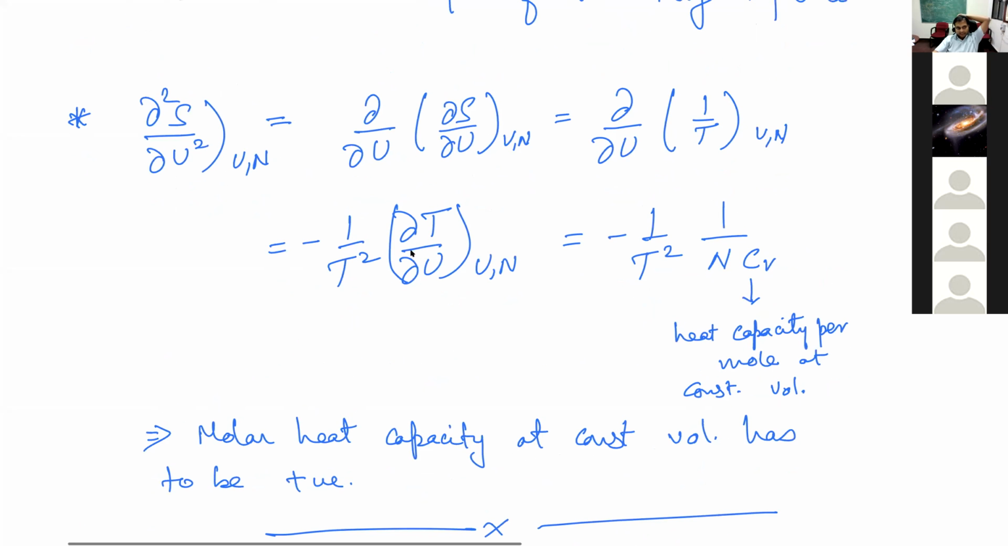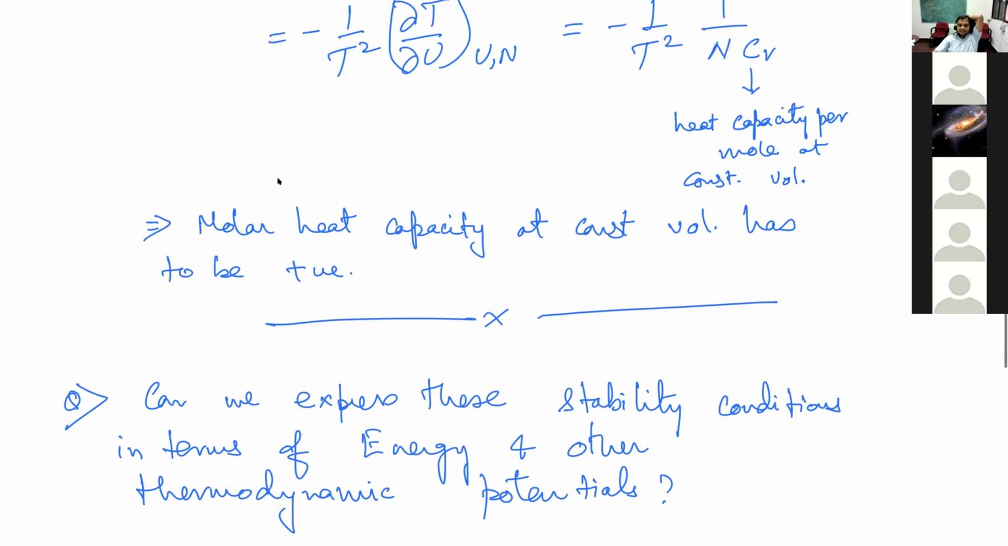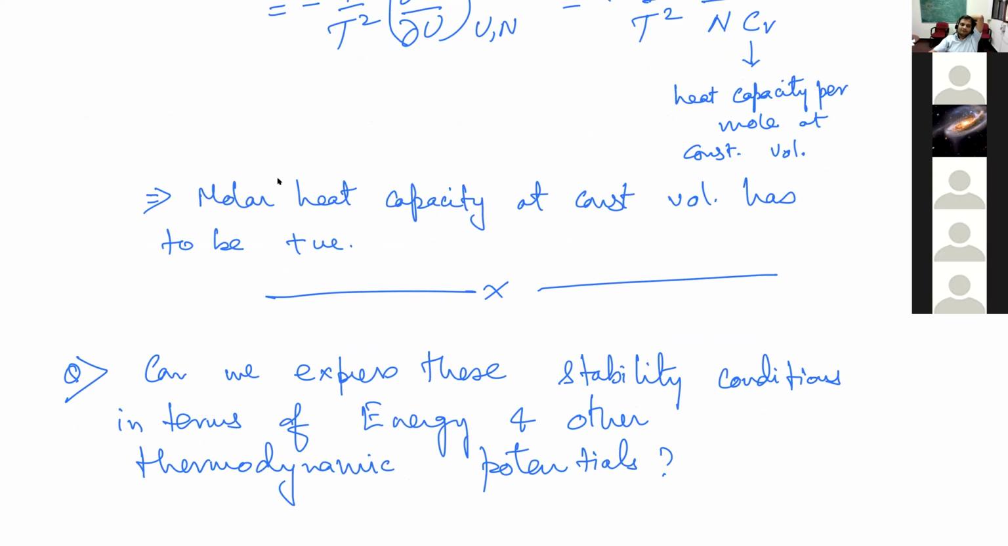Okay, so the fact that entropy should be maximized, or ∂²S/∂U² should be greater than 0, implies that for any thermodynamically stable system, the molar heat capacity at constant volume should be positive. Okay, and you will see that this will also apply to other similar classes of parameters. No, compressibility should be positive and things like that. Okay.